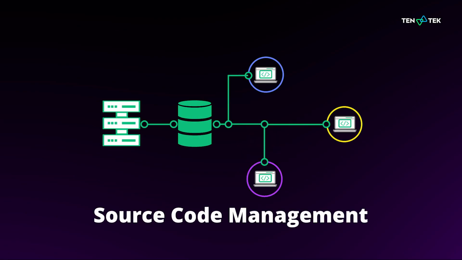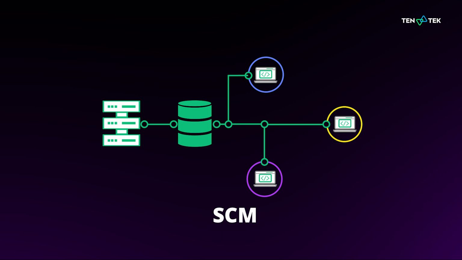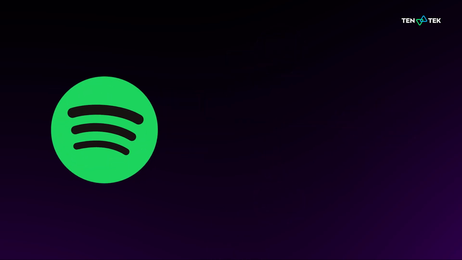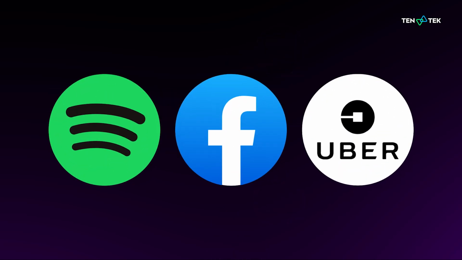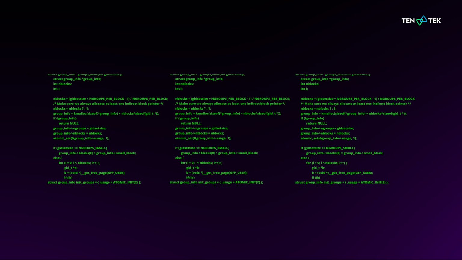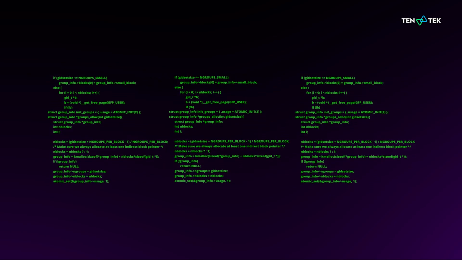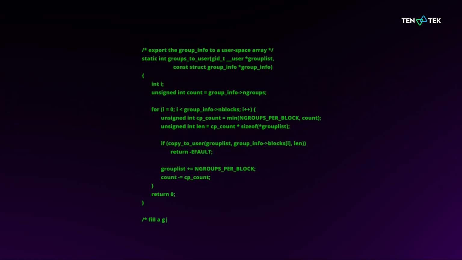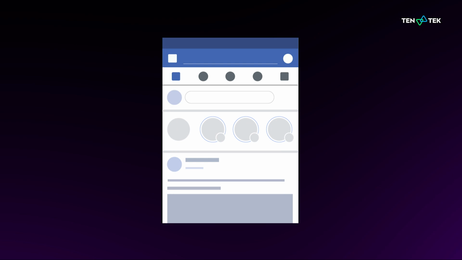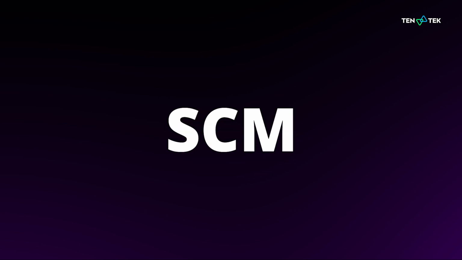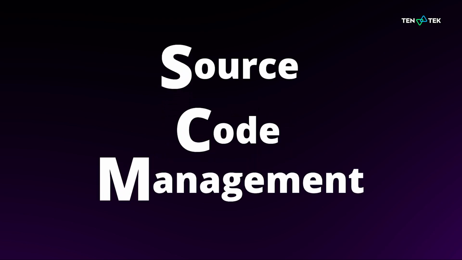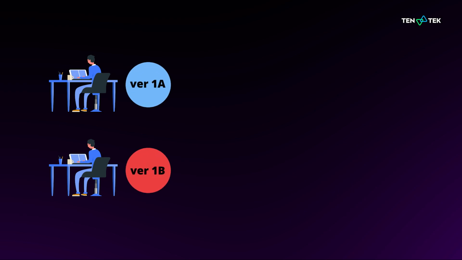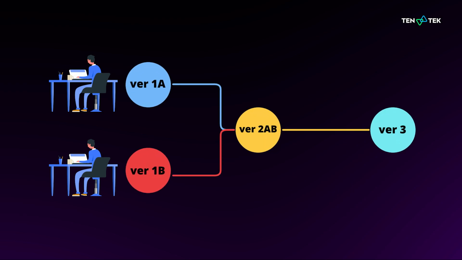Source code management, or simply SCM. In the world of technology, software, websites, and applications are essentially made up of code, a set of instructions that tell the computer what to do. This code must be carefully managed and maintained to ensure that everything runs smoothly and functions as intended. SCM stands for Source Code Management. It is a software engineering discipline that tracks and manages changes to the source code of a software project.